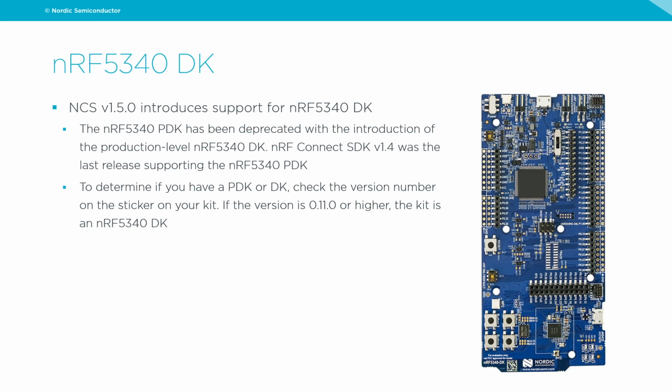So if you want to know if you have a PDK or DK, check the version number present on the sticker on your kit. If the version is 0.11 or higher, the kit is an nRF5340 development kit. If the version is lower, it means you have the preview development kit with an engineering version of the SoC.